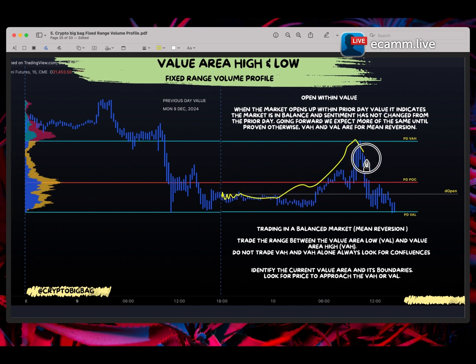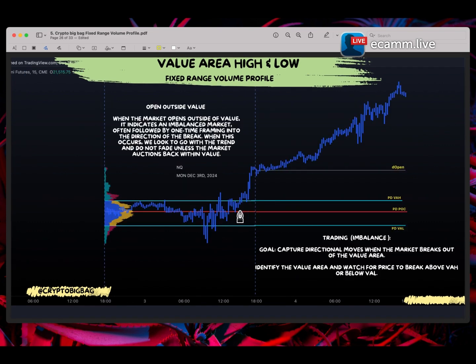It consolidates: the value area high acts as resistance and the value area low acts as support. Why? Because in a balanced market, the upper boundary of the value area is going to be resistance and the lower boundary, the value area low, is going to be support, and this defines the current value area. And here's another example, of imbalance.